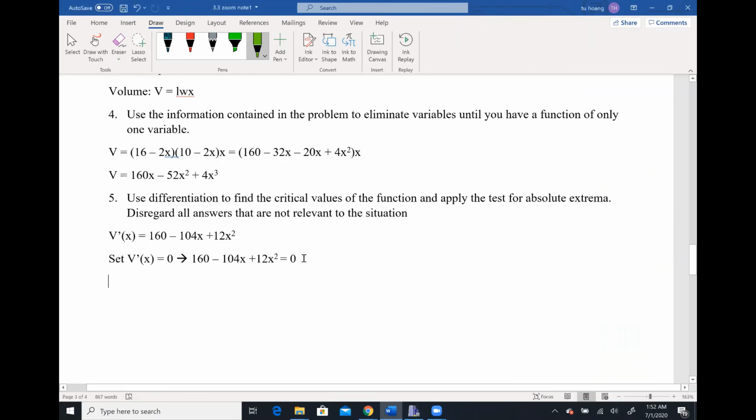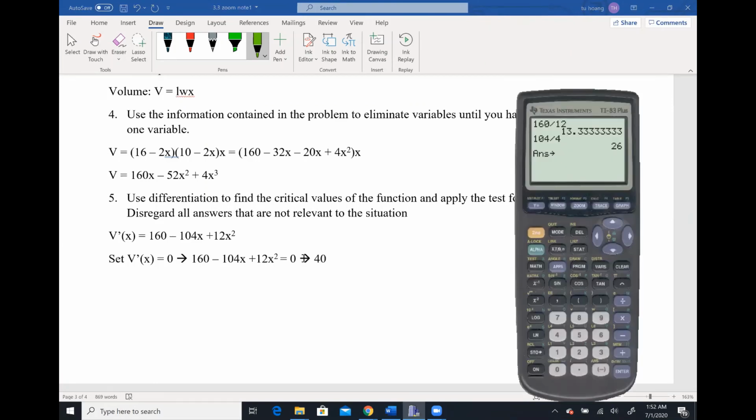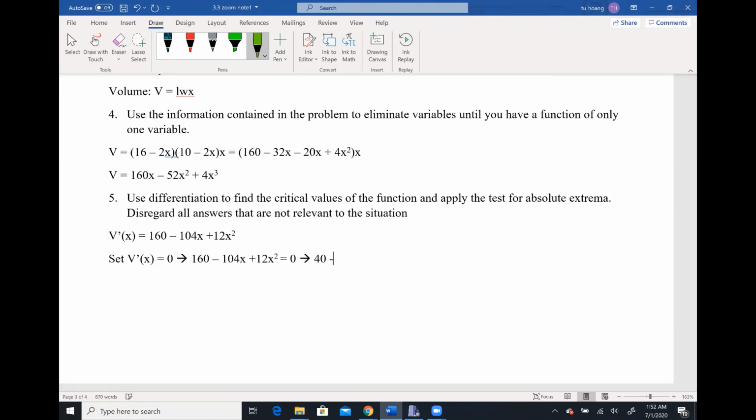And I have what? When we divide by 4, I have 40 minus 26x, and then plus 3x squared equals 0. Then we change it to make it look like quadratic form: 3x squared minus 26x, and then plus 40 equal to 0.